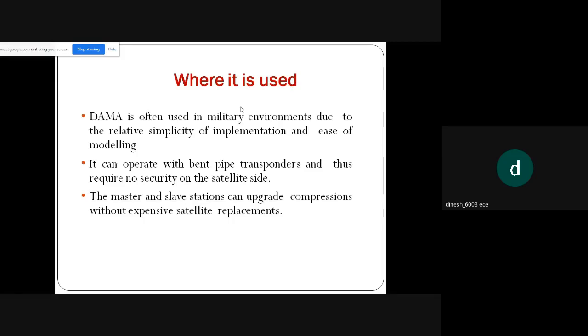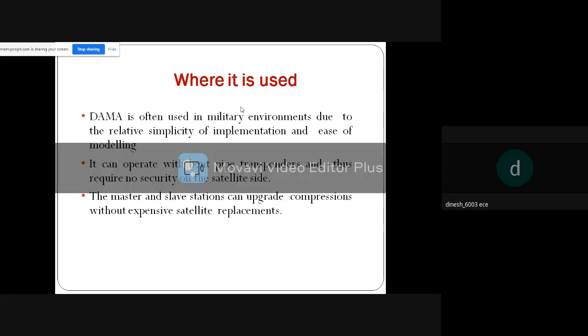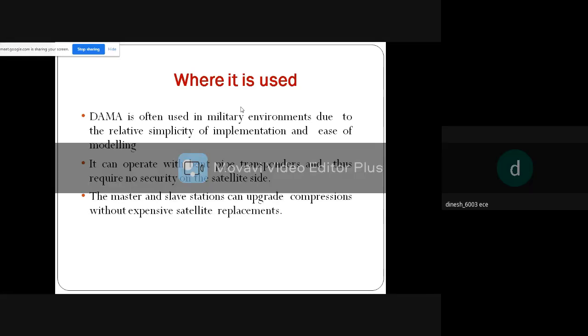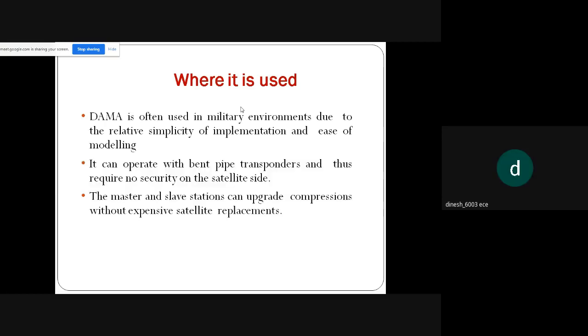DAMA is often used in military environments due to the relative simplicity of implementation and ease of modeling. It can operate with bent pipe transponders and thus requires no processing on the satellite side. Wherever we require master-slave stations, we can use it without any satellite replacement. So there, this DAMA system is used.